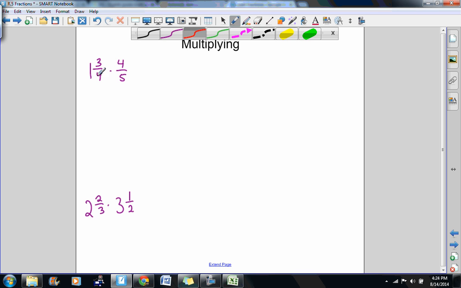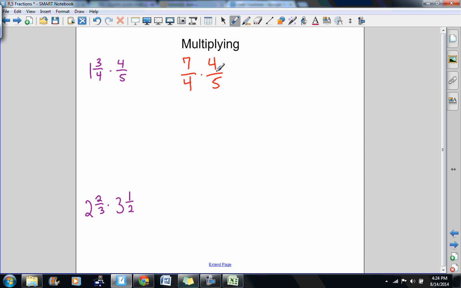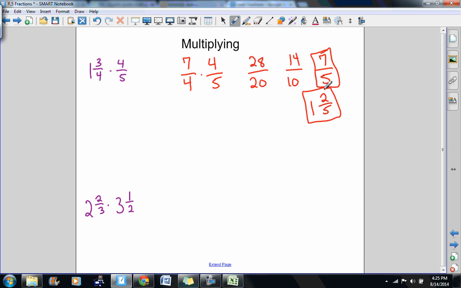So for the top problem, I go 7/4 times 4/5. I do not need a common denominator, but I could get one if I wanted, but it would add work. So I multiply 4 times 7 is 28. 4 times 5 is 20. And now I simplify. 14/10, 7/5. If I needed a mixed number, 1 and 2/5. And that would be my answer for either of those problems.